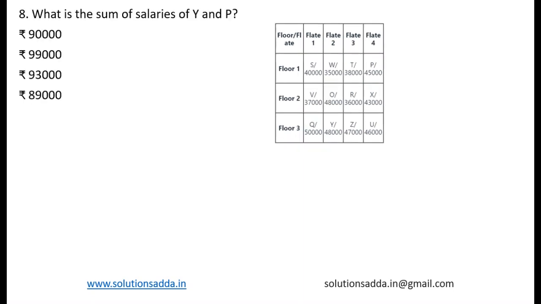The next question, what is the sum of salaries received by Y and P? And the options are A, B, C and D here. And the question is sum of Y and P. Y is this 48,000 plus P is 45,000. Y and P. This is 93,000. Option C is the correct answer here.